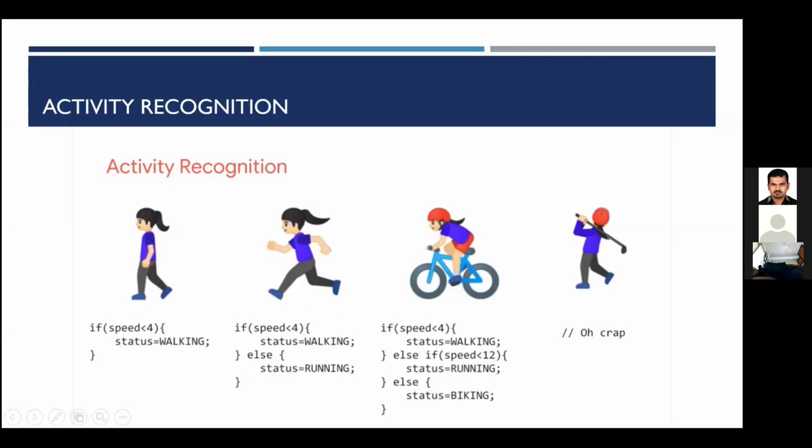And then you write a program by saying that if speed is less than 4, status is walking. Else, if speed is less than 12, status is running. So you're saying that from 4 to less than 12, you say that it is running. Then you can write the program like this. Else, if speed is less than 12, status is running. Else, you say that it is biking.